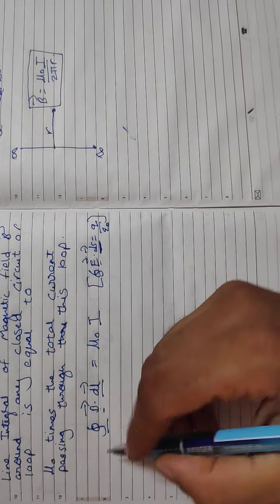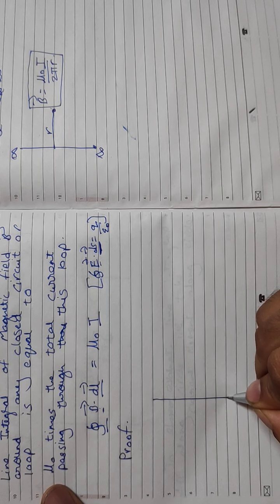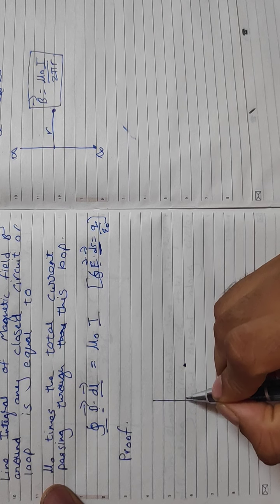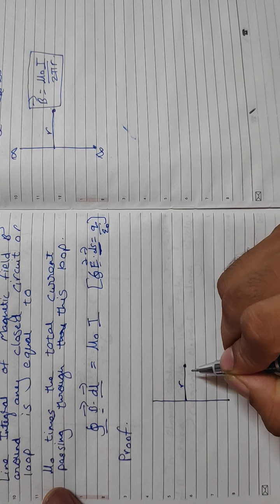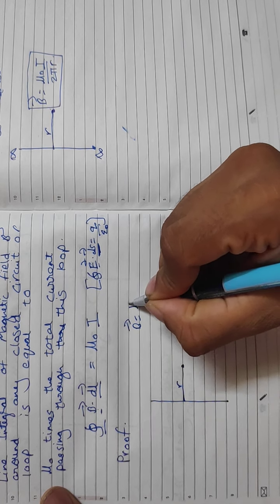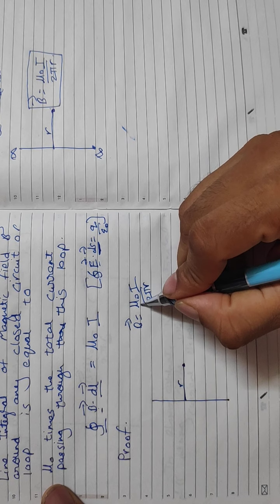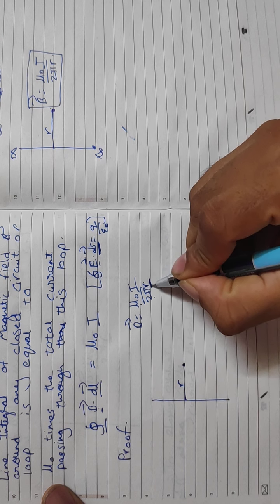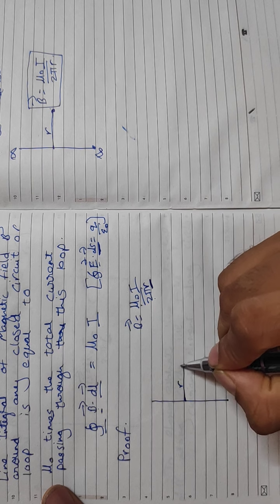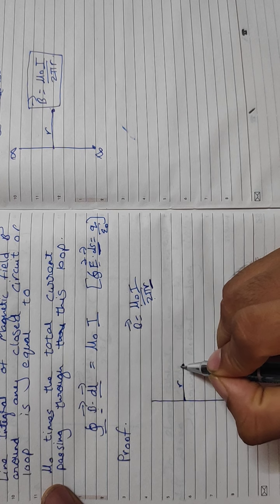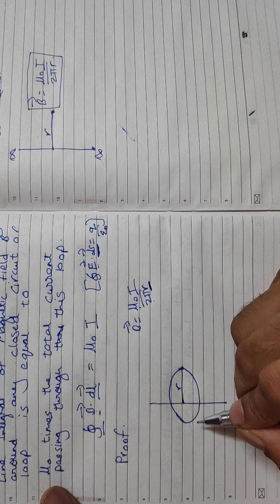Now, to prove it, the proof. We'll have a long conducting wire, infinite. Suppose at a point the distance is r. Then the magnetic field at this point will be B equals mu 0 I upon 2 pi r. From here can you see that mu 0 is constant, I is constant, 2 pi is constant. It only depends on r, that is this distance. Suppose I make a circular loop around it. Then all the points which have the same radius will have the same magnetic field.